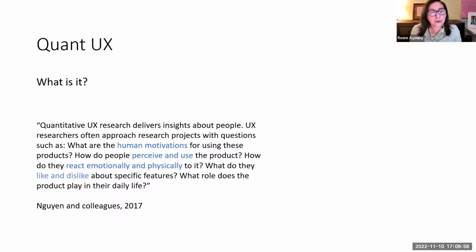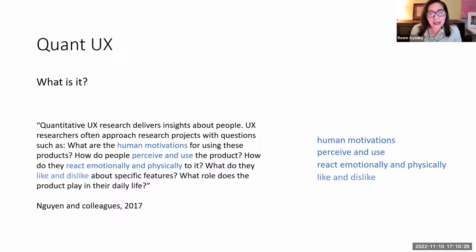So for example, what are the motivations for using these products? And how do some people perceive and use the product? How do they react emotionally and physically to it? And what do they like and dislike about these specific features, and so on. So if we take out the human motivations, perceived use, reactions, and likes and dislikes, well, I think we can often discern some of these through our qualitative research.